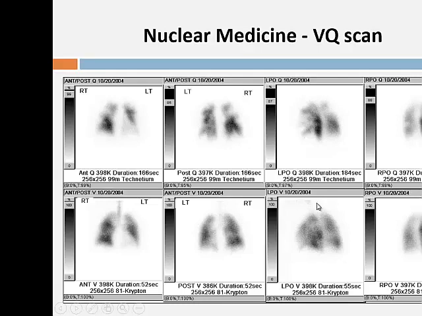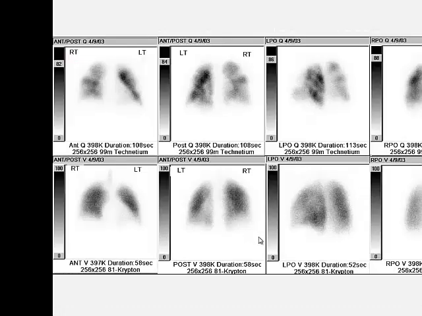If you use the PIOPED criteria, normally you need more than 2 mismatched areas to call it high probability. One mismatch is an intermediate probability by PIOPED, so it can be relatively insensitive at times. So you could actually have had a PE, but if you're going to follow the strict criteria, you may have to report it as an intermediate probability. So you just need to be aware again of the limitations.